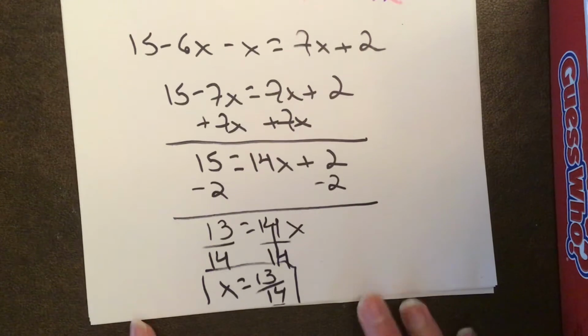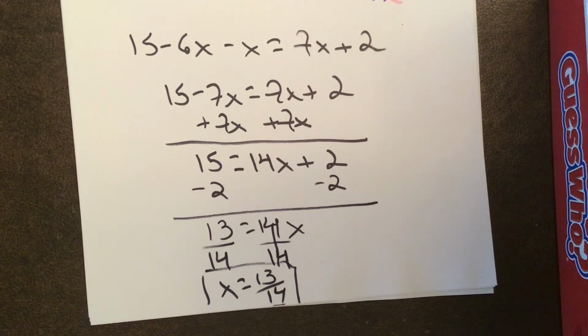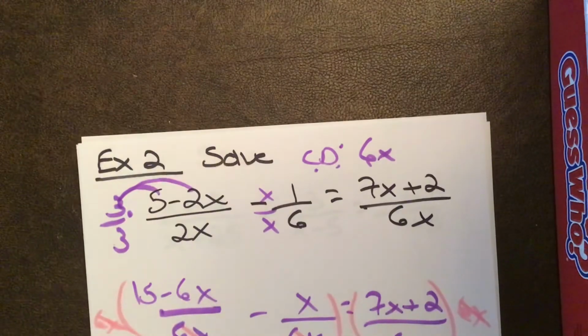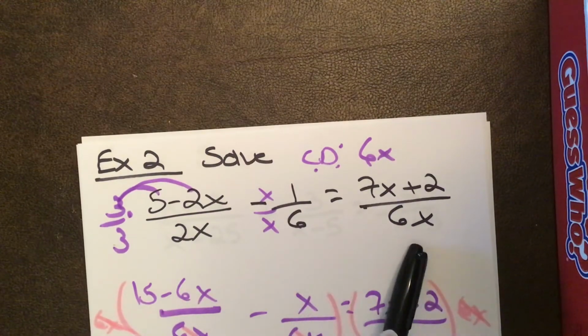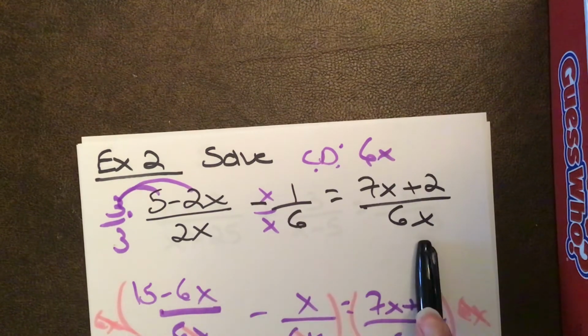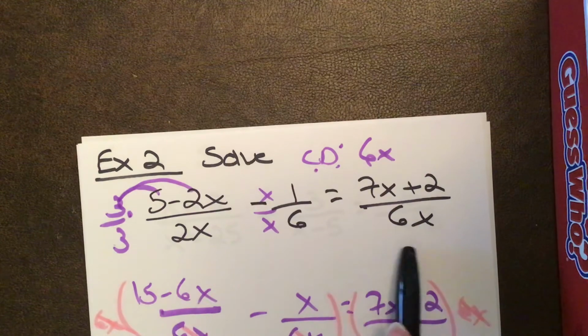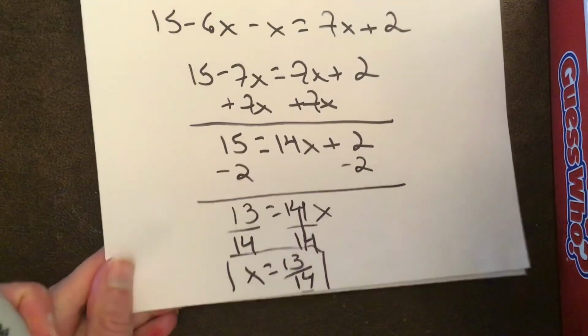Which you may be like, how can that be the right answer if it's a fraction? But remember, it's not always going to work out to be a nice answer. Remember, you do want to go back and check in your original problem, make sure 13 over 14 wouldn't make any of your denominators 0. And if you look at your denominators, the only value that would make any of these denominators 0 is if x was 0. So you are good to go there.